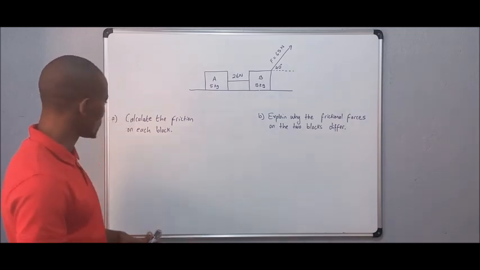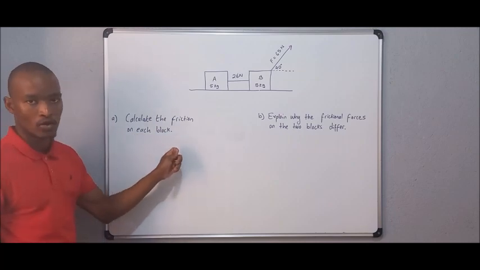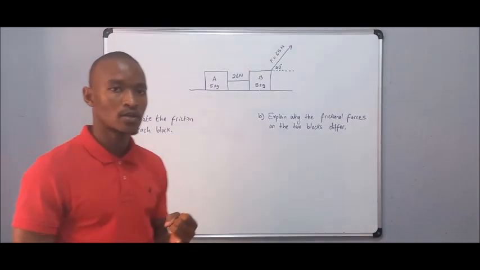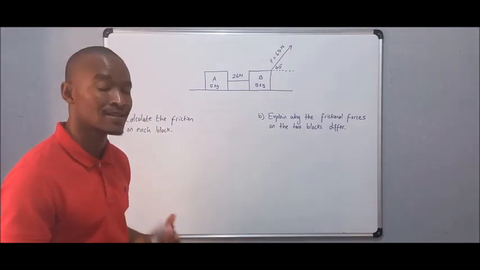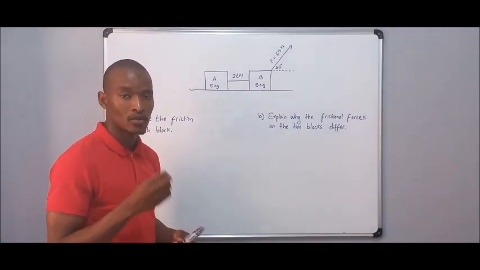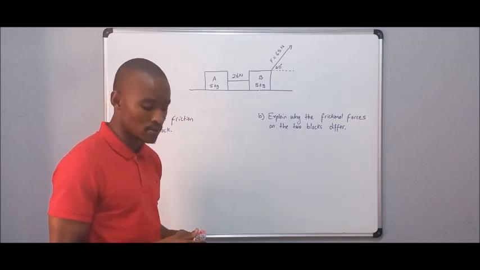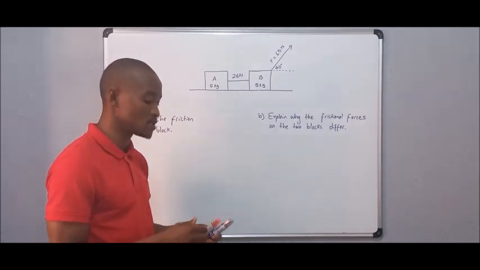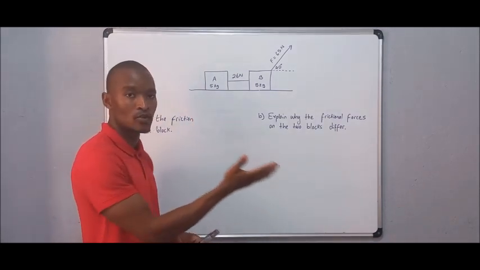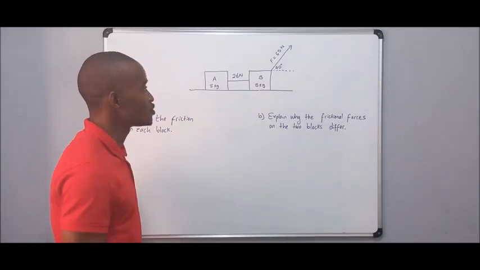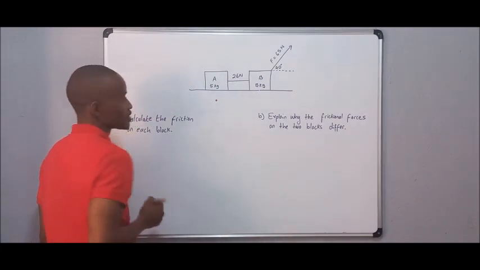The very first question is to calculate the friction on each block. We're not asked to draw free body diagrams, but at this level of physical sciences, those are crucial mediums to get to the solution of an answer. As part of the inquiry, we investigate what the forces are. We can see them, but we need to highlight and bring them out to our awareness. So we can simply do a rough sketch.